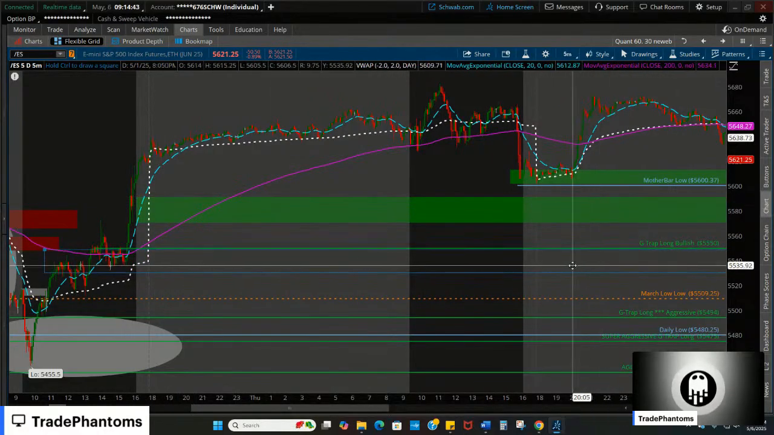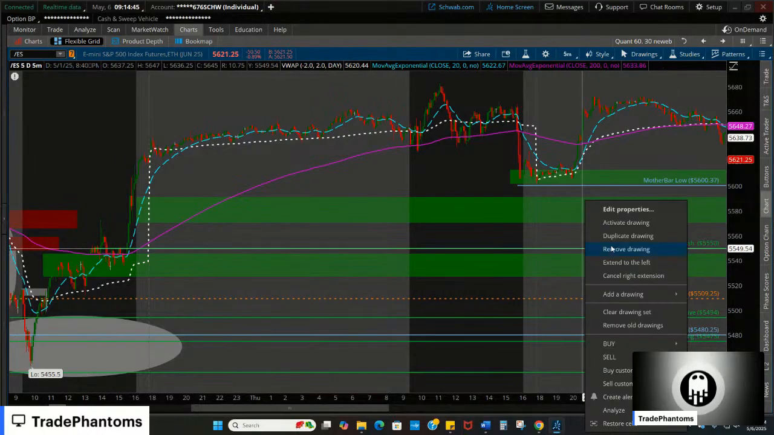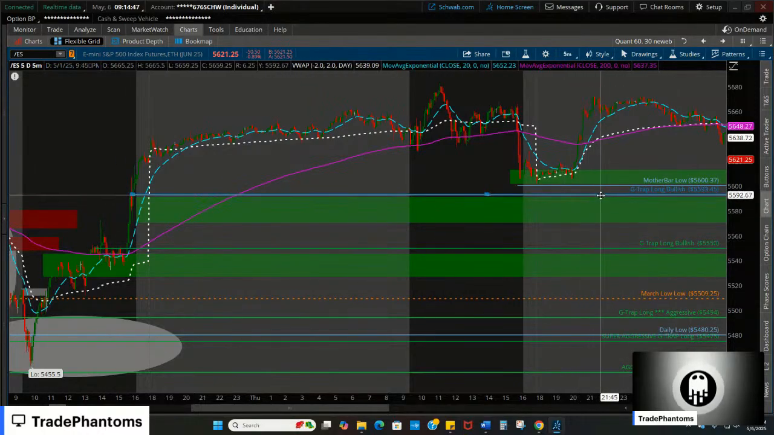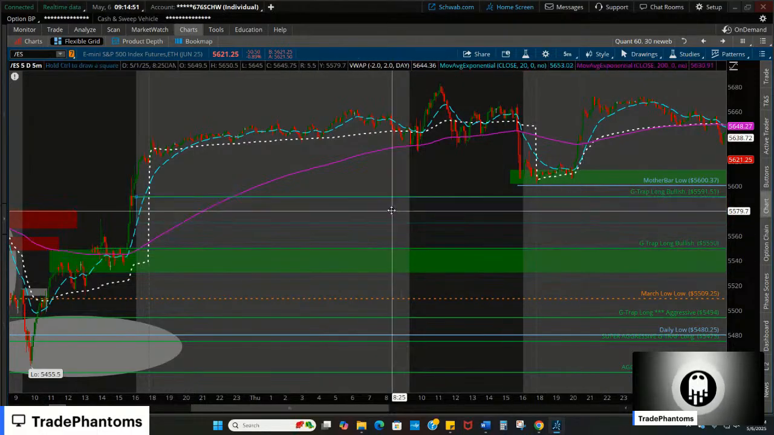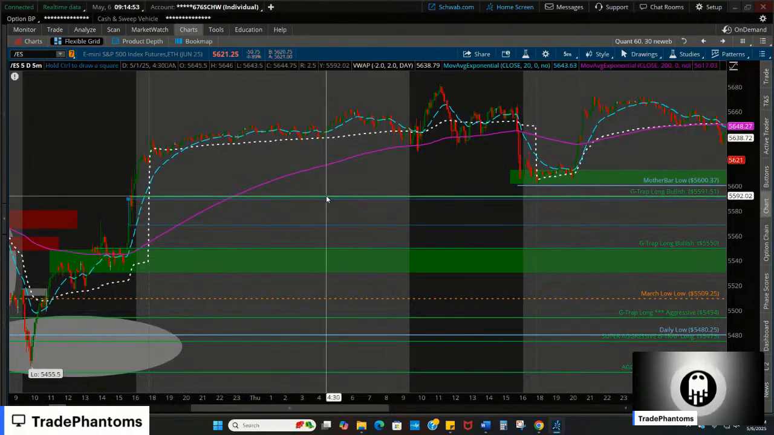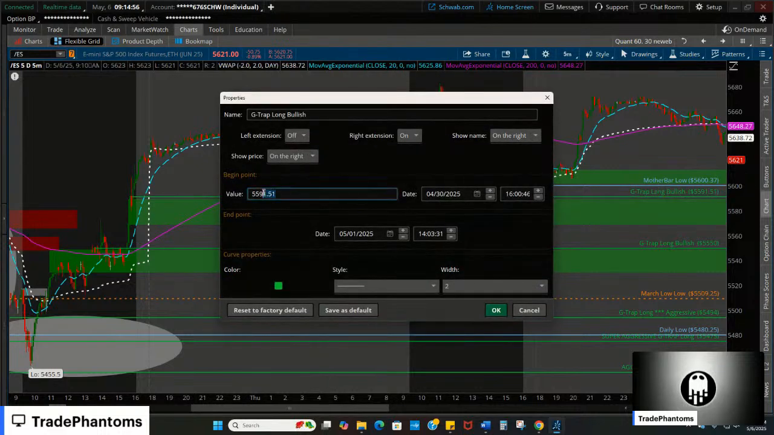Okay, now I'm going to put an asterisk on this, kind of a note here, to remind that this is going to be fairly aggressive. Okay, but this could be a little trap here. 5590 S&P futures. Okay, Globex trap bullish. However, asterisk, meaning no, this is aggressive.